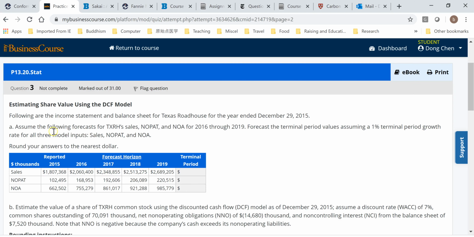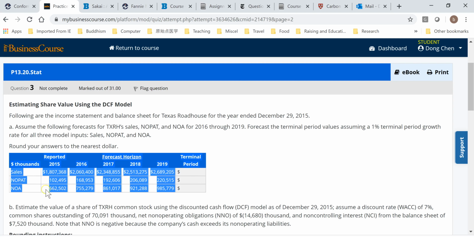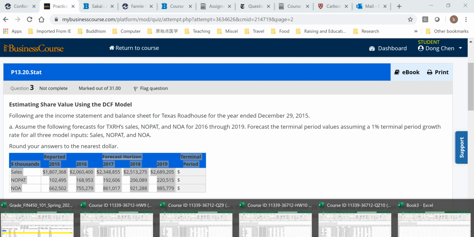The first part of the question asks us to assume the following forecasts for sales, NOPAT, and NOA, and forecast the terminal period values, assuming a 1% terminal period growth rate for all 3 model inputs. So this is like using the parsimonious model, right? Because all the 3 inputs grow at the same rate. We just need to forecast these 3 numbers instead of all the financial statements.